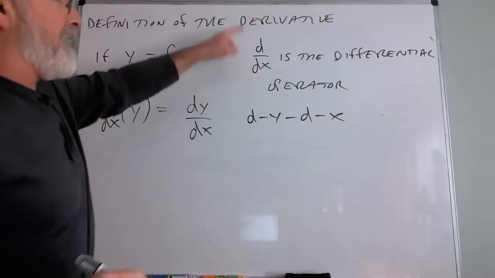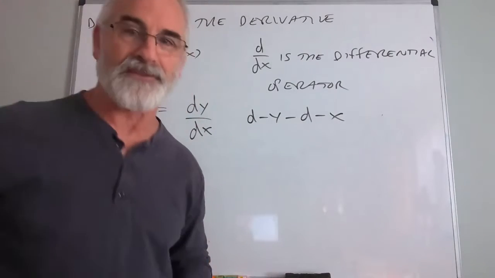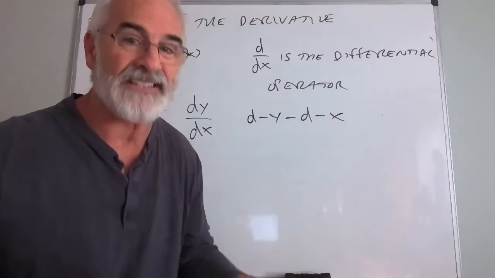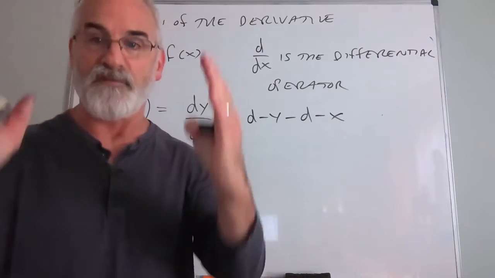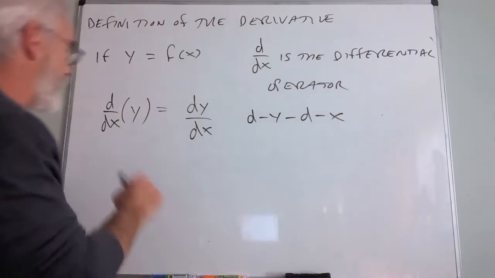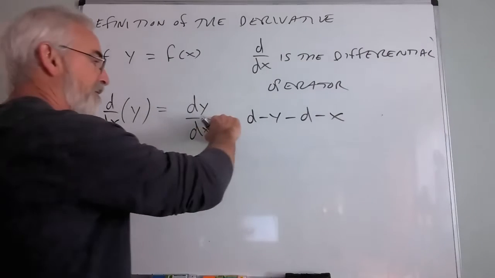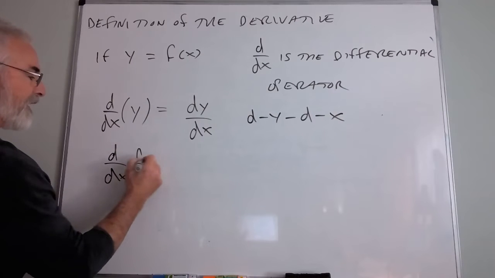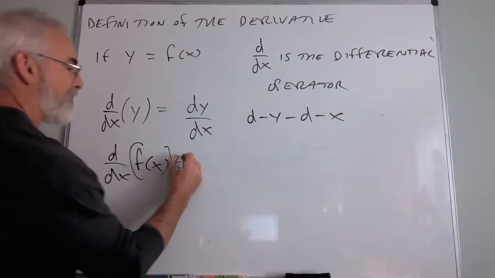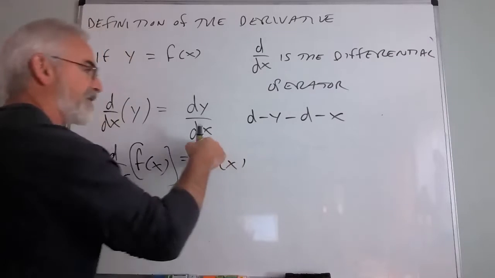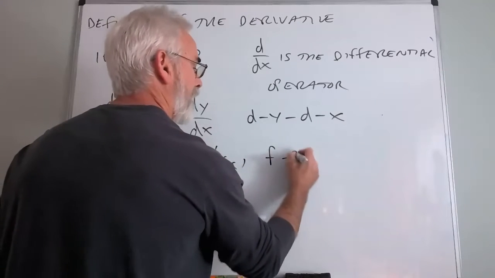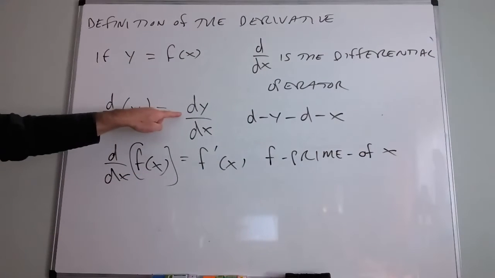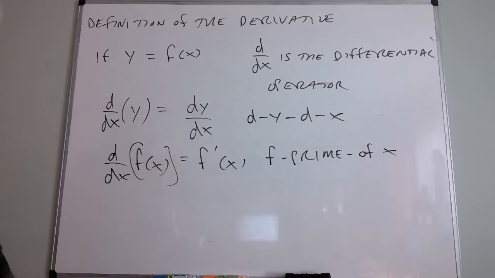d dx is one symbol. You don't cancel the d's. d dx is an operator. It is an instruction. d dx doesn't equal anything. d dx of my function equals something. When I do d dx of y, the notation we use is dy dx. When we do d dx of f of x, because I'm using function notation, then we write f with a little slash here, and we read this one f prime of x. We read this one dy dx, we read this one f prime of x. They are exactly the same thing.